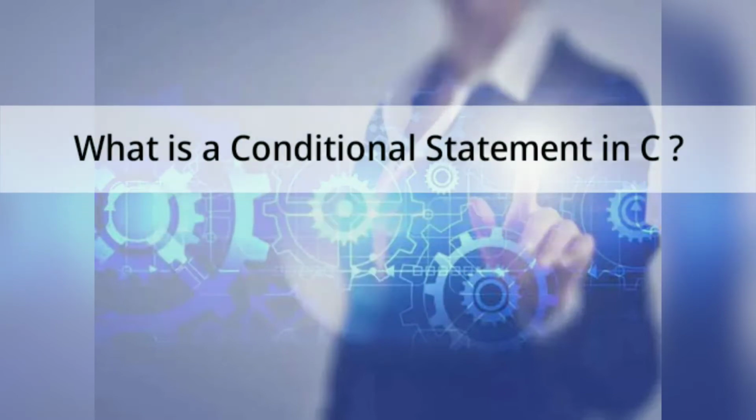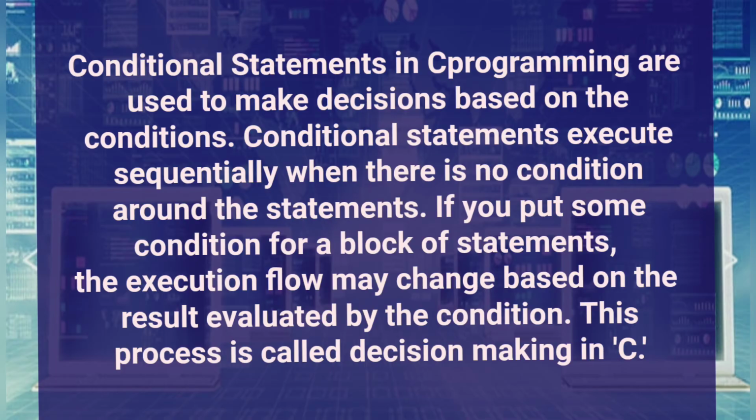So dear friends, today I have a topic: what is the conditional statement in C language. Conditional statements in C programming are used to make decisions based on conditions. Statements execute sequentially when there is no condition around them. If you put some condition on a block of statements, the execution flow may change based on the result evaluated by the condition. This process is called decision making in C.